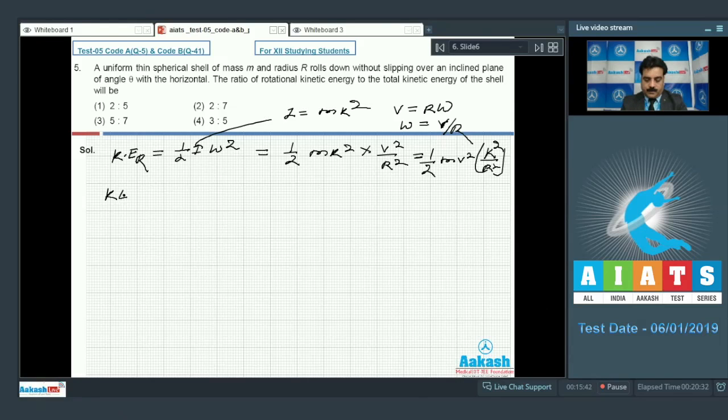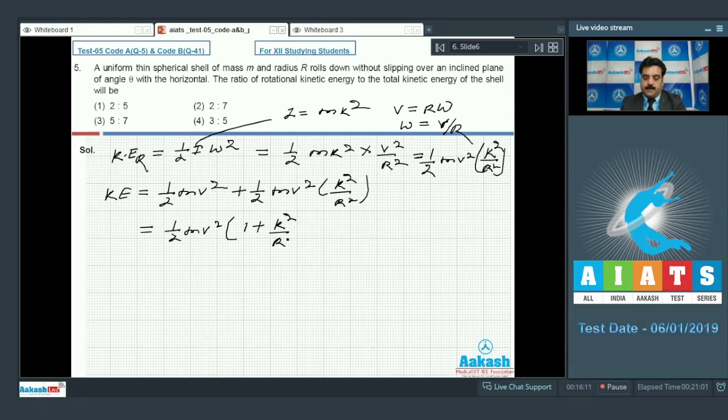For the total energy, we need translatory and rotational kinetic energy. First I write for translatory kinetic energy half m v square, and for rotational kinetic energy, as I told you, half m v square k square upon R square. If I take half m v square as common, we write 1 plus k square upon R square. So this is the total kinetic energy.